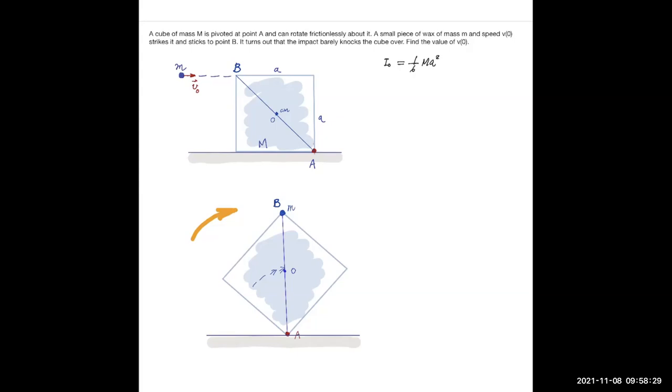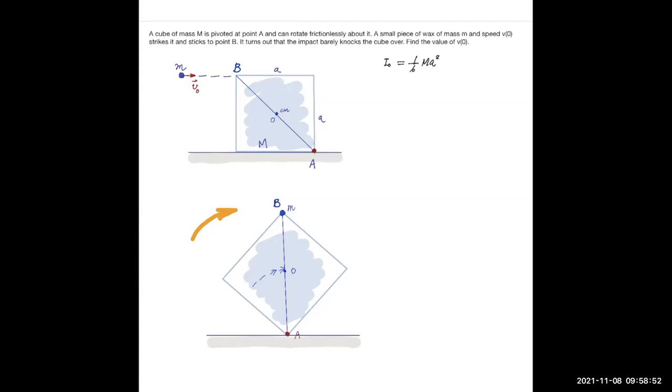Now, there is a small piece of wax of mass small m, which is fired towards the opposite corner at point B in a horizontal direction with a speed v naught. Okay, and it sticks to point B. And as a result, the cube is going to start to rotate.